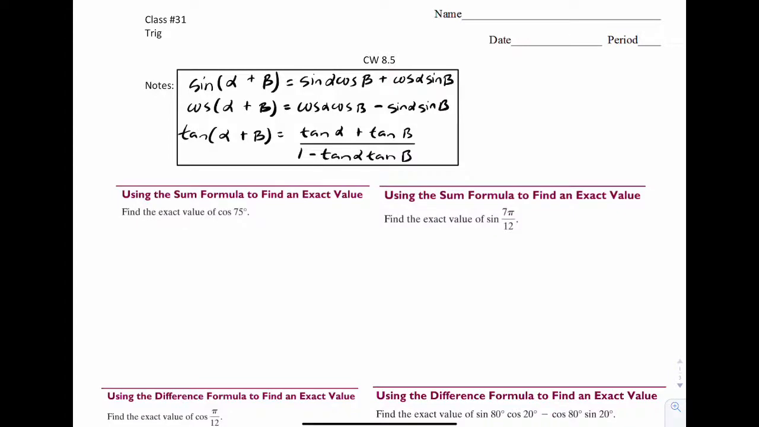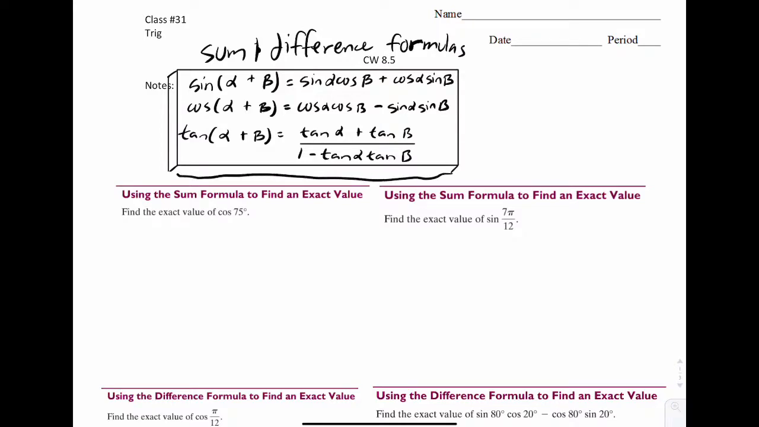Welcome to VW 8.5. Today we're going to discuss the sum and difference formulas. Now these are a bit challenging to remember, but through today's class, hopefully we use them so much you will remember them. So quickly just take time to copy down what's in this 3D box here.